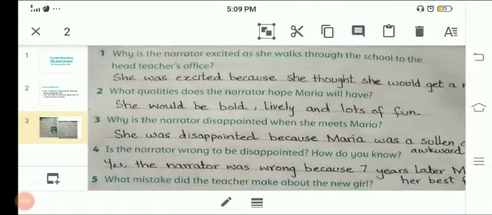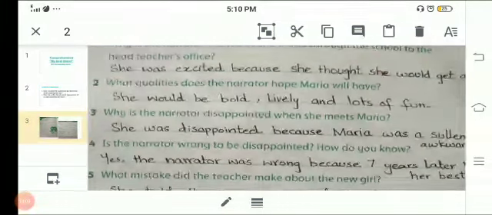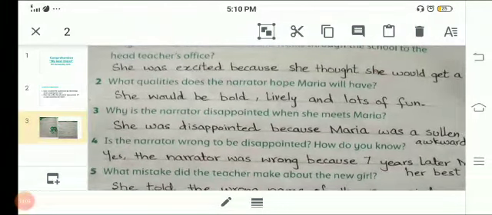Question number 2 here. What qualities does the narrator hope Maria will have? Okay, now the narrator was hoping that Maria will have what qualities, she thought how that girl would be. Yes, so the answer is very clear. It is there in the text that she would be bold, lively, and lots of fun.